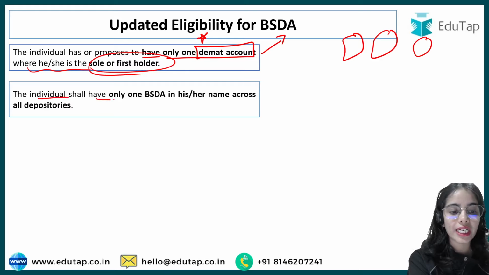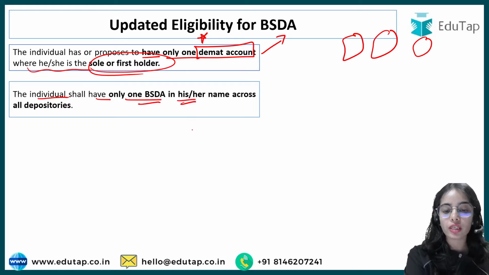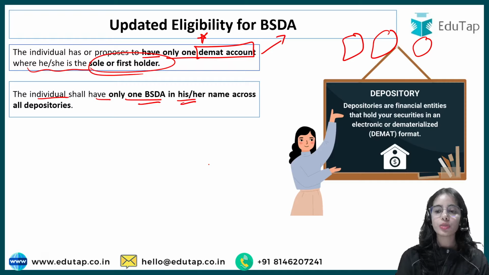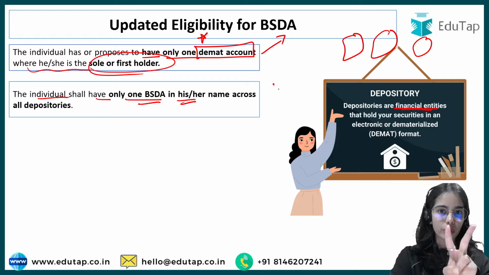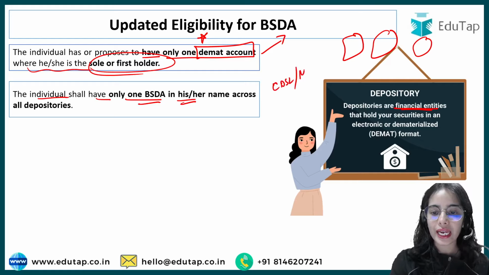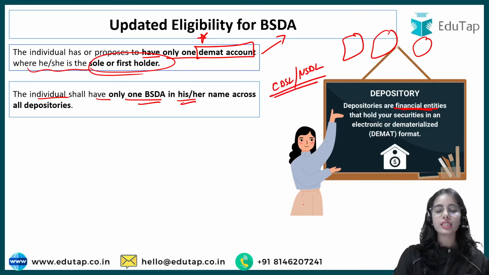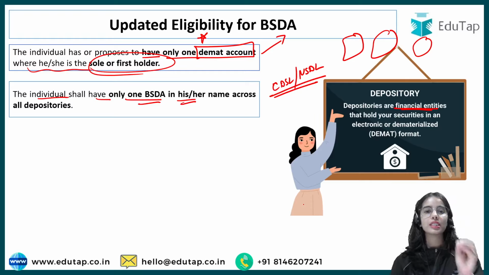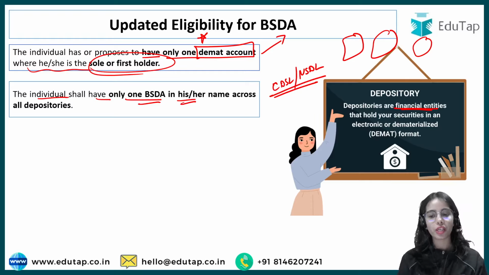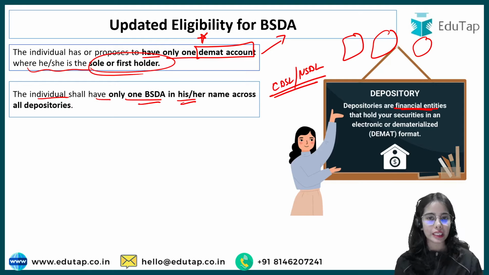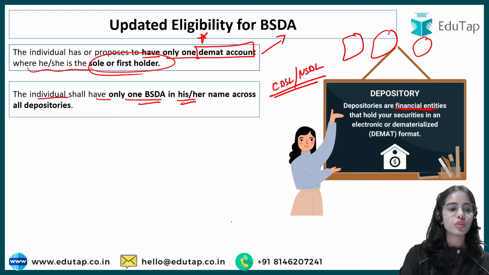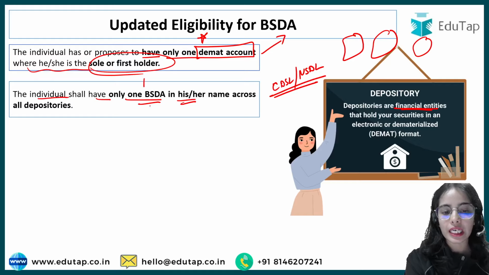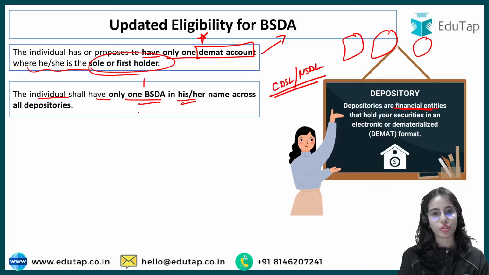Now the individual shall have only one BSDA in his or her name across all the depositories. So depositories, first of all, are the financial entities, such as in our country we have two depositories, the CDSL and NSDL. So depositories are the ones that hold the securities in the demat form, in the electronic form. So depositories are the financial entities that hold your securities in the demat or in your electronic form. So I hope this is clear. So the individual shall have only one BSDA in his or her name across all the depositories, okay?